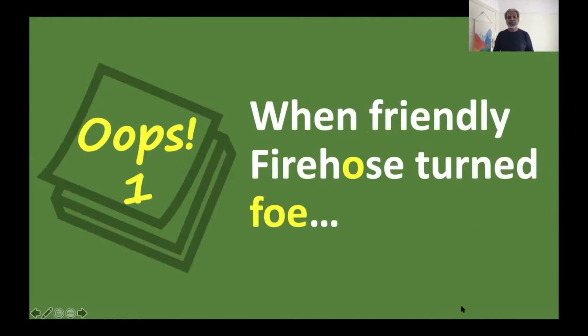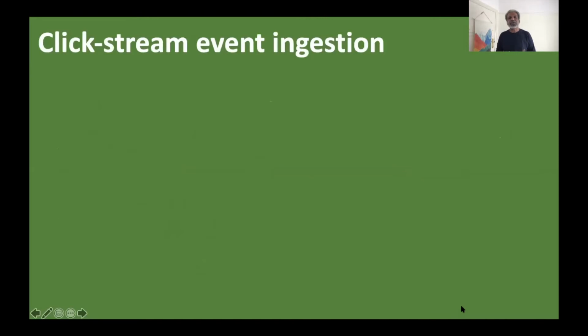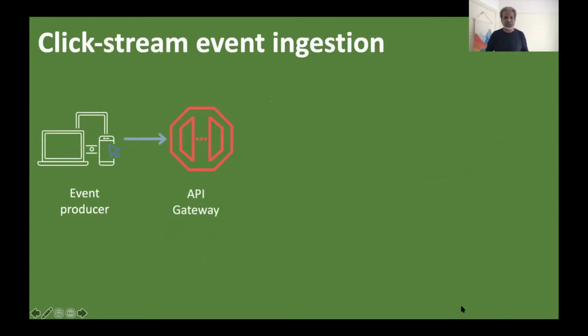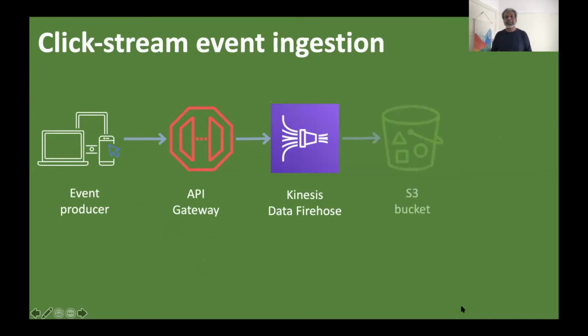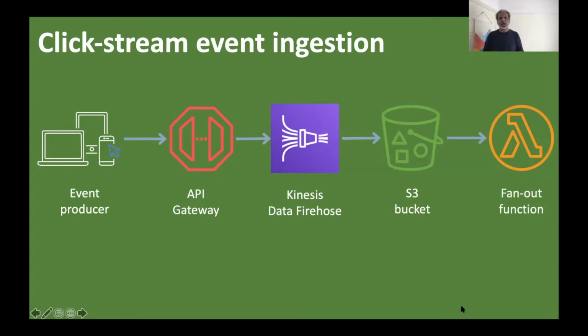A friendly Firehose went completely wrong. Firehose is a very simple but very powerful service. It's behind a number of click streams and event flows, and it can handle millions and millions of events all the time. There's nothing wrong with the service, but how we use it, that's the thing. Here is a simple click stream event flow. There are event producers sending events to API Gateway, there is the Firehose behind it, and that pushes to an S3 bucket, and there's a Lambda function. This is a well-known pattern. It's common. It works beautifully.